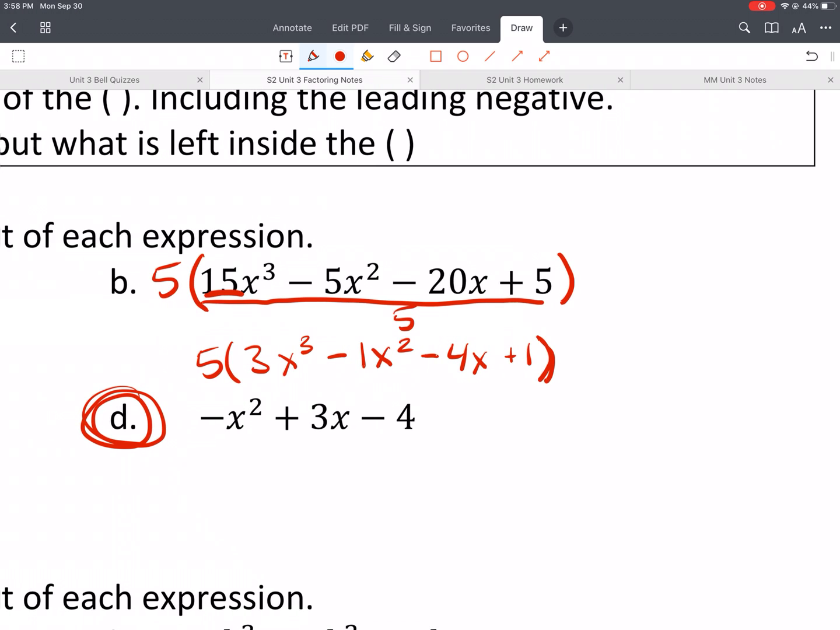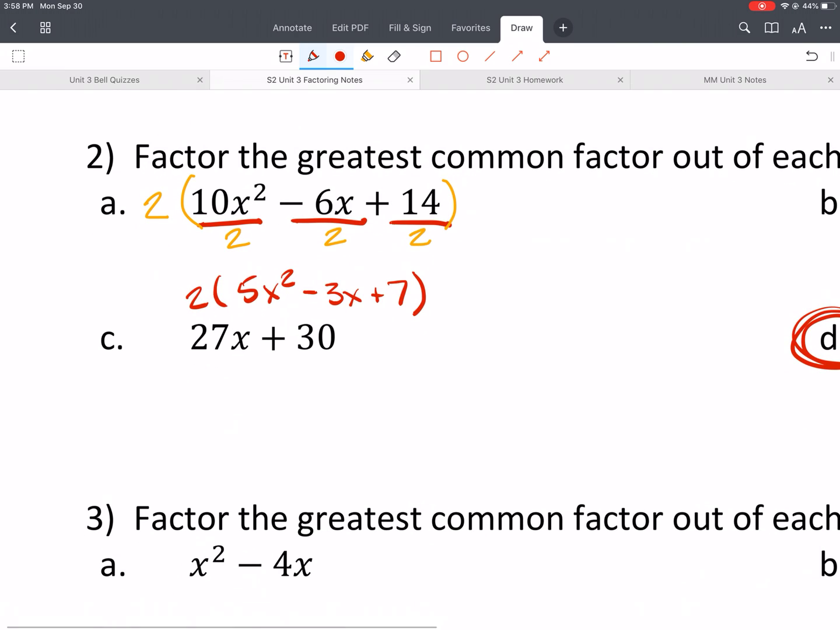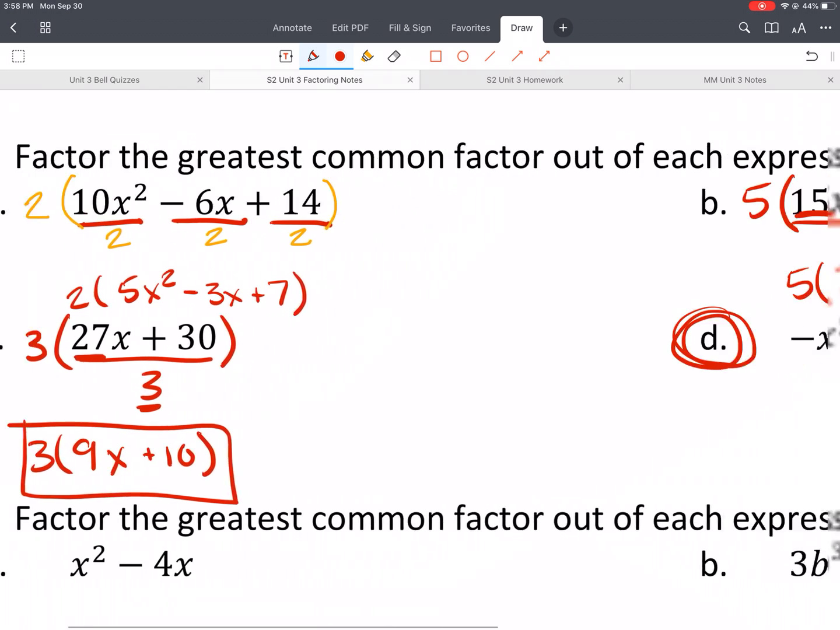Again, you could distribute that, make sure you got the same thing. C, okay, would make our parenthesis. What can we divide 27x and 30 by? We can divide them all by 3. So we'd end up getting 3 times, well, 27 divided by 3 is 9, and 30 divided by 3 is 10. All right.